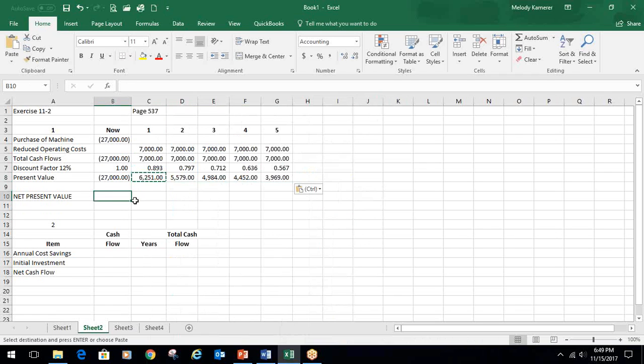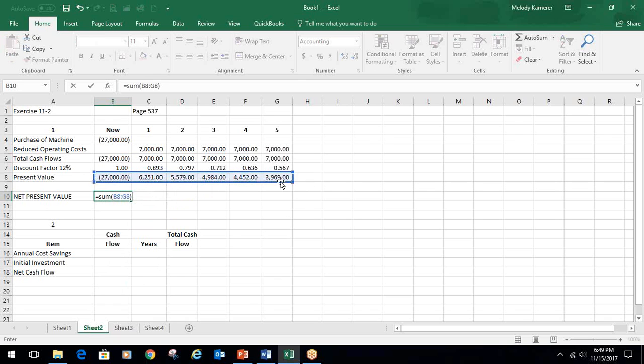And our net present value is calculated by summing this row. Okay, I didn't do that equation correctly, did I? Equals the sum of, here we go. So there's our net present value of all of those factors.